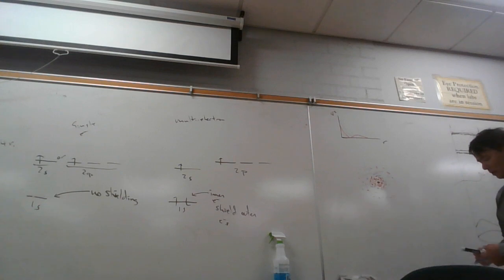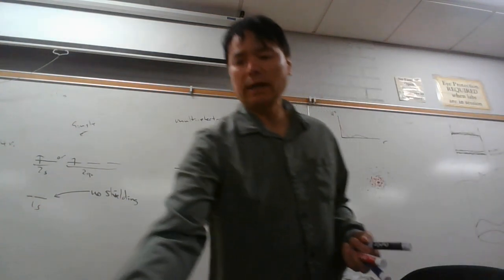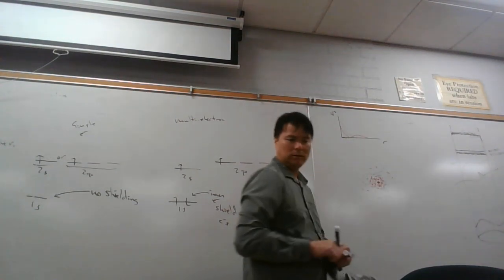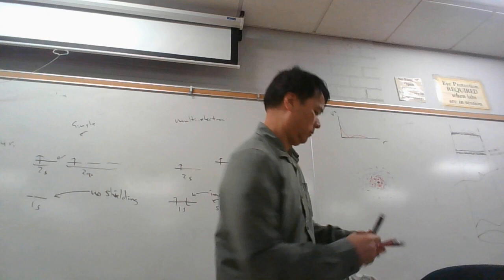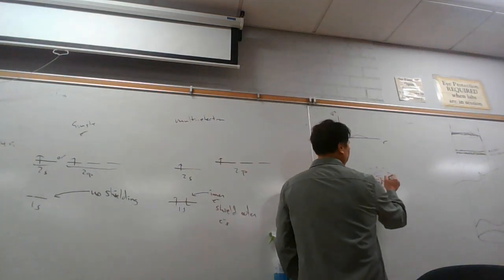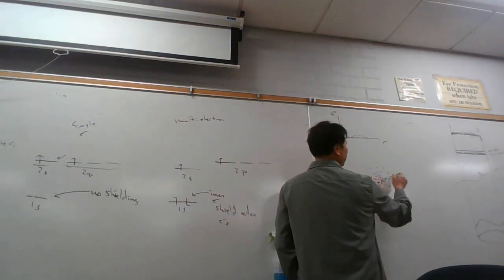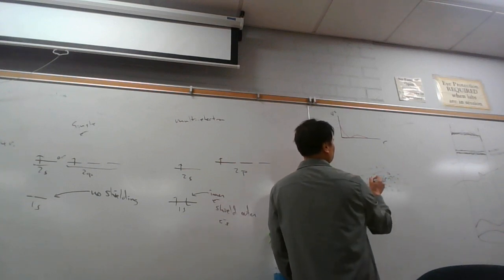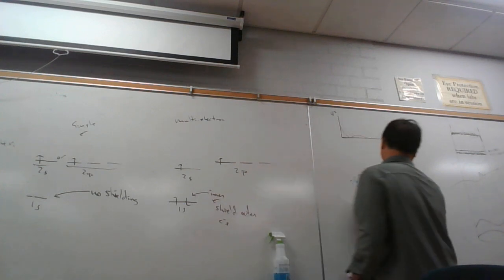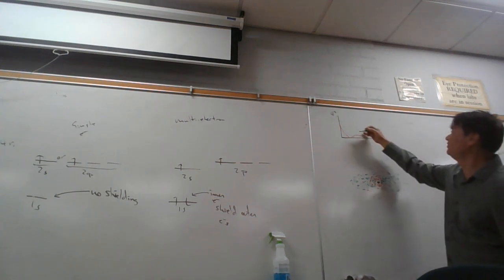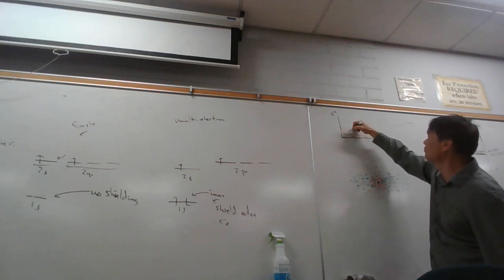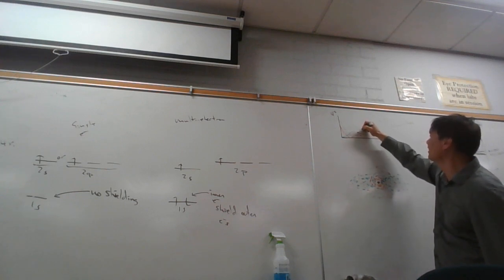The 2p electron is going to look like this. Maybe I'll do it in green. 2p, it's going to have a lobe like this and a lobe like this. It's going to have the same effective distance as the 2s. And so the 2p orbital is going to look like this. It's going to have a node right at the center and go out like this.